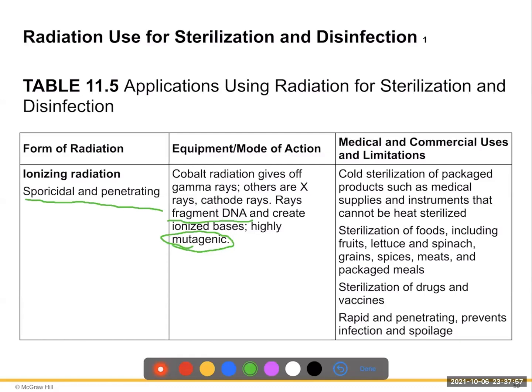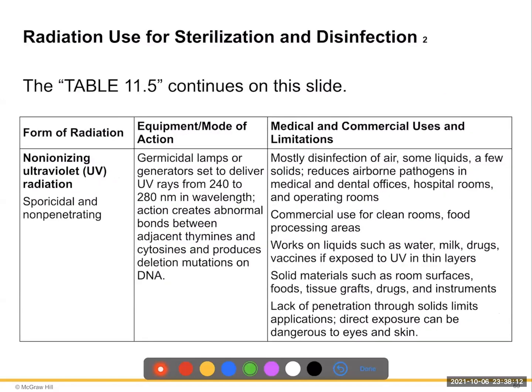Okay, medical uses is cold sterilization of packaged products and medical supplies, instruments, sterilization of foods, sterilization of drugs and vaccines. It's rapid and penetrating, prevents infection and spoilage. Non-ionizing radiation, like ultraviolet radiation, is sporicidal and non-penetrating. So it still kills the spore, but it does not penetrate.